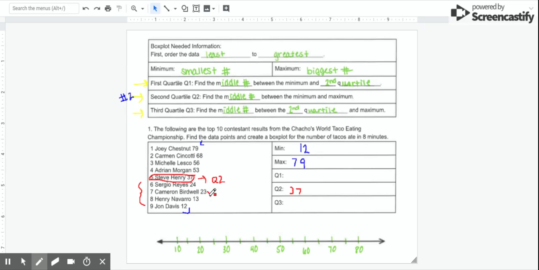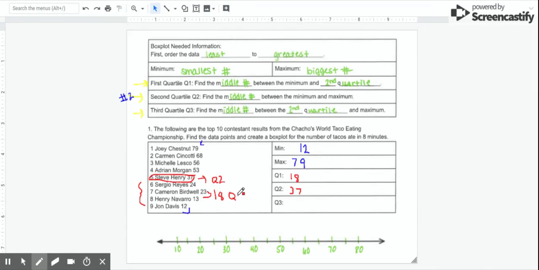It's Cameron and Henry. Cameron ate 23. Henry ate 13, so let me pull out my calculator, even though I could probably do that math in my head. But we need to add them and divide by 2. So 13 plus 23 is 36, and then half of 36 is 18. So right here, 18, that's your Q1. It's the middle of your first half. I'm going to label it as Q1.